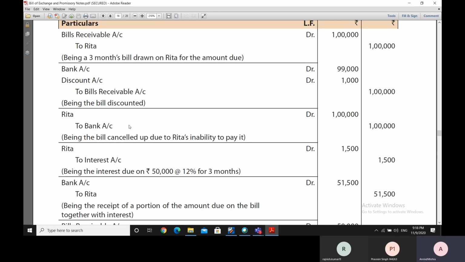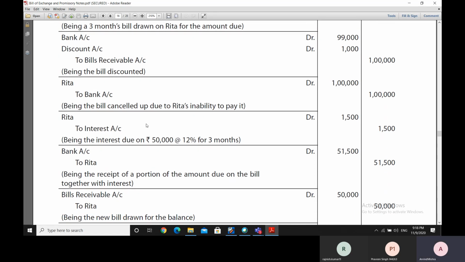Now, because the bank was supposed to receive this 1 lakh rupees from Rita, but Rita will not pay this amount and she has requested for a cancellation, and therefore the discounting has failed, and therefore, since we have received the amount from bank, once again the bank account will be credited because the bank will take away this 1 lakh rupees by debiting our bank account.